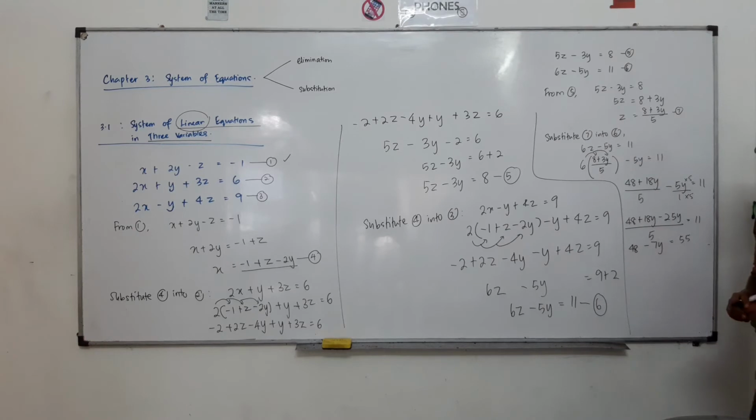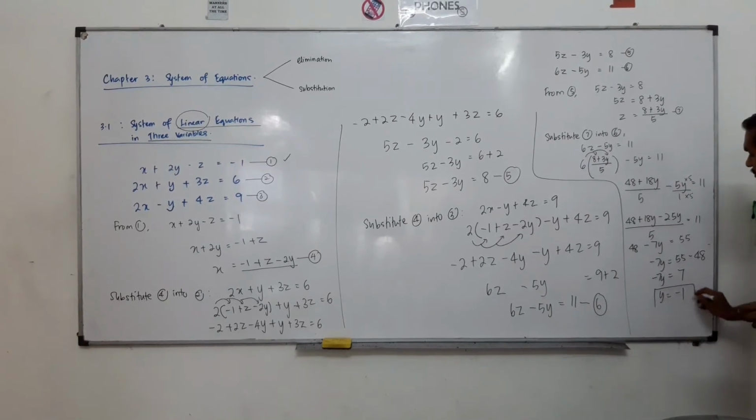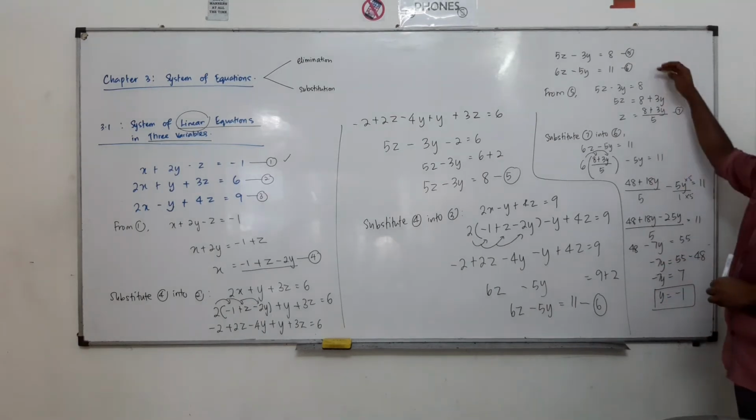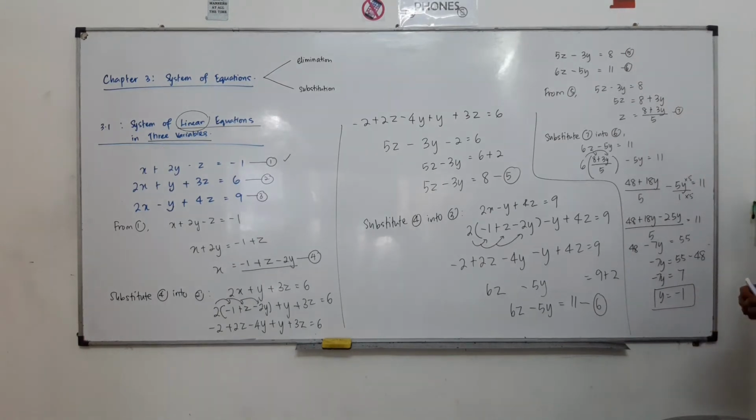48 remains there. So now we can bring the positive 48 over there as minus 48 and you'll be getting 7, and your y finally will be negative 1. So we already found our first value, negative 1. Right, after finding y equals to negative 1, we can substitute y equals to negative 1 into any of the equations here, either equation 5 or 6, in order to find out our z value.